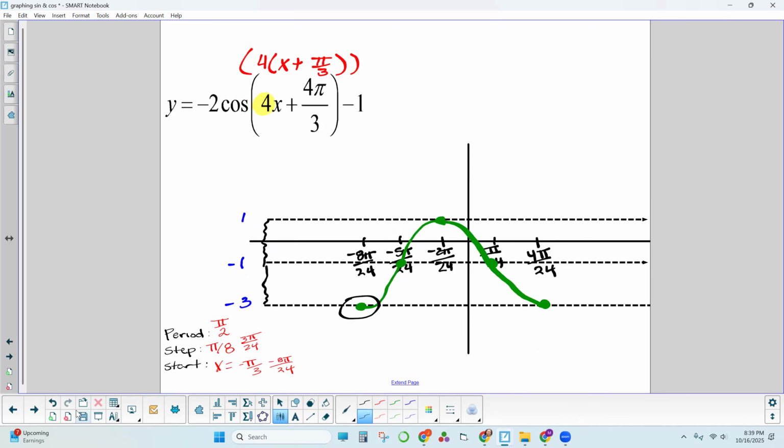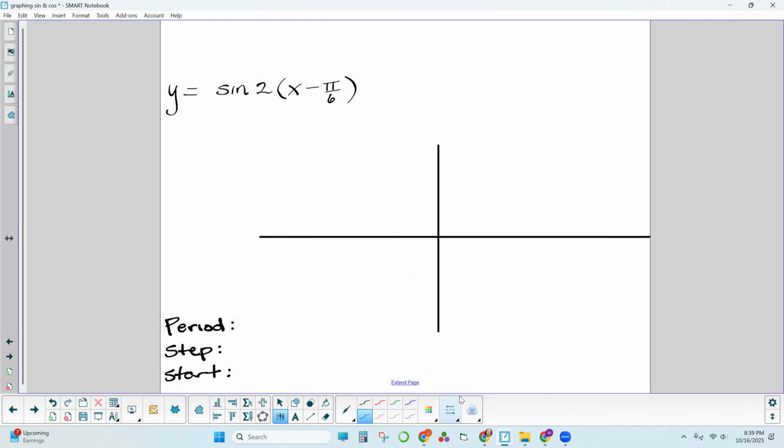Now let's look at another one. This is a sine graph. Okay. So first, our sine period is 2 pi, but again, we do have a horizontal compression or stretch. We're going to take 2 pi and divide it by b. So if you take 2 pi and divide it by 2, you get pi. So what does that mean? Well, the period was 2 pi. Now it's pi. It's been horizontally compressed.